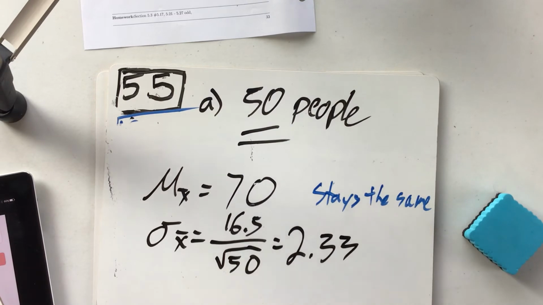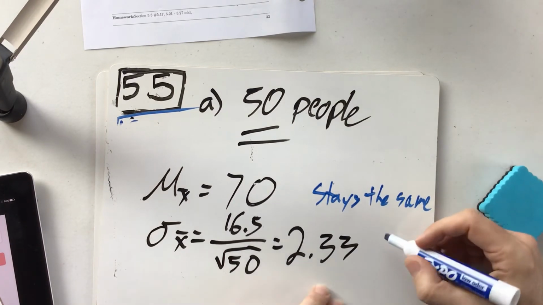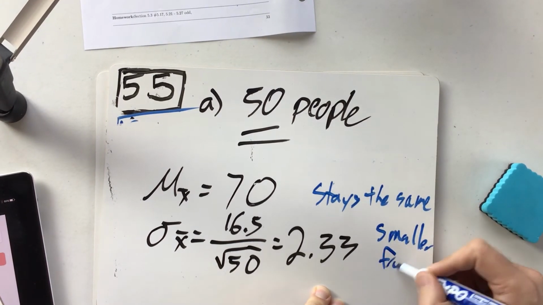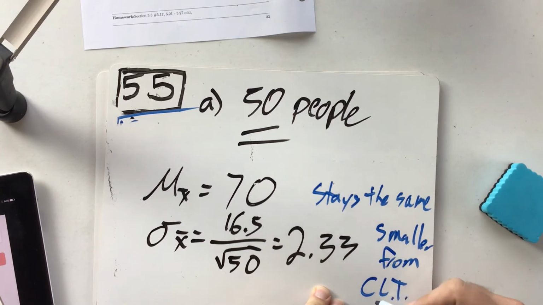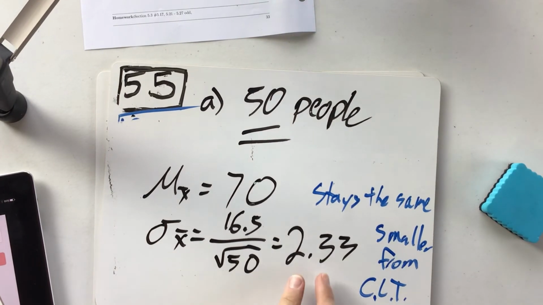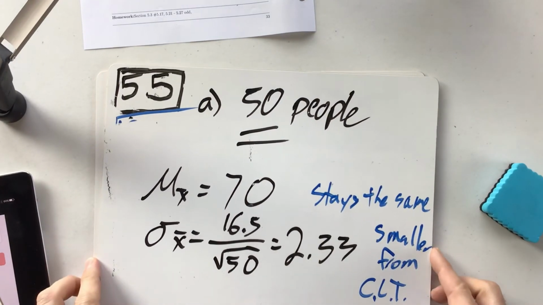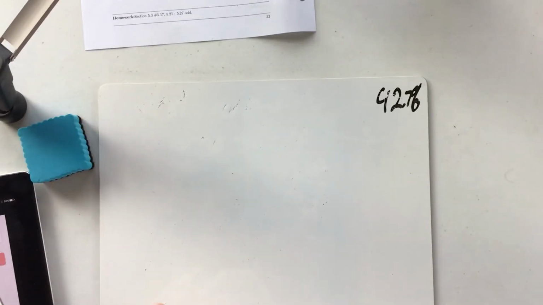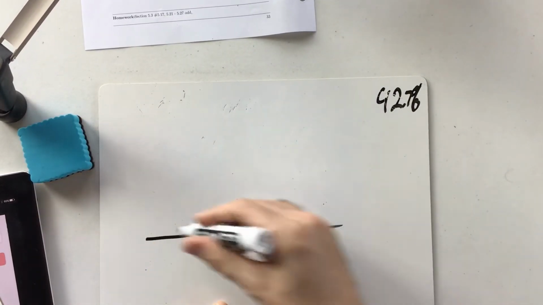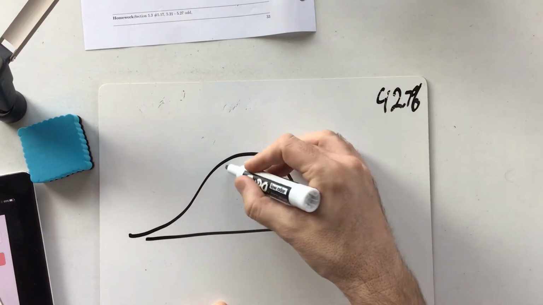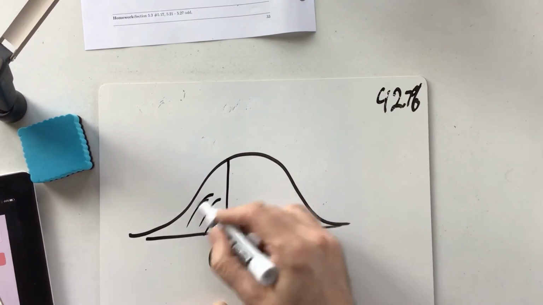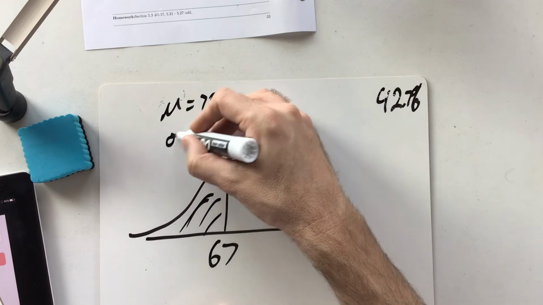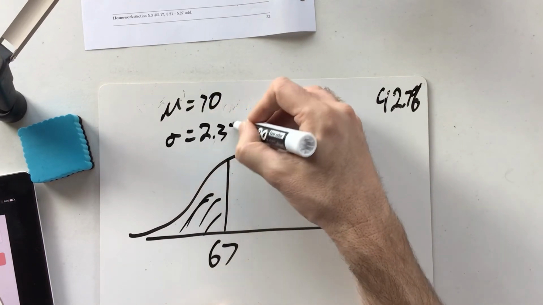2.33. And so this is my new standard deviation, and this has become smaller from the central limit theorem. So what we're doing is we're using the central limit theorem to find our standard deviation for 50 people instead of just one person. Okay, so now we come back and we're going to calculate that probability. So what does our problem look like? Our problem looks like the exact same problem we had a second ago. We still have that normal distribution. We're still looking for 67. We're still looking for the area underneath. But now, instead of using 70 and 16.5, now we're using 70 and 2.33.